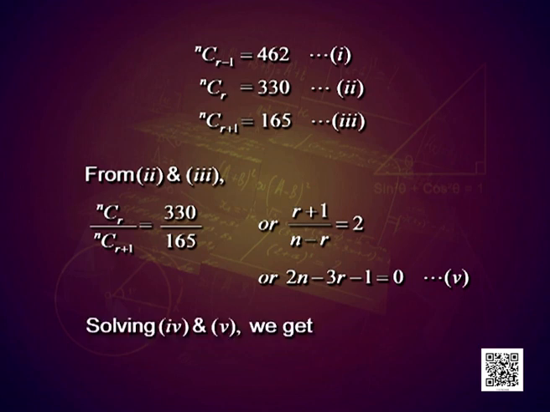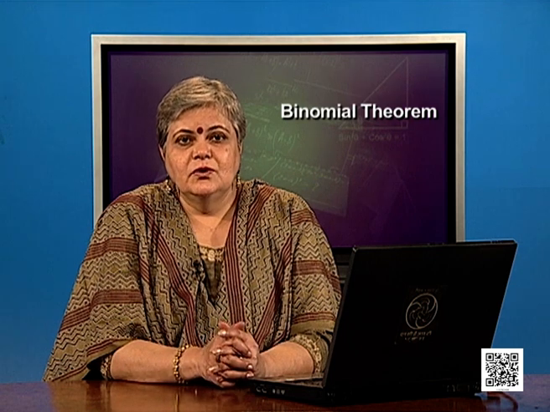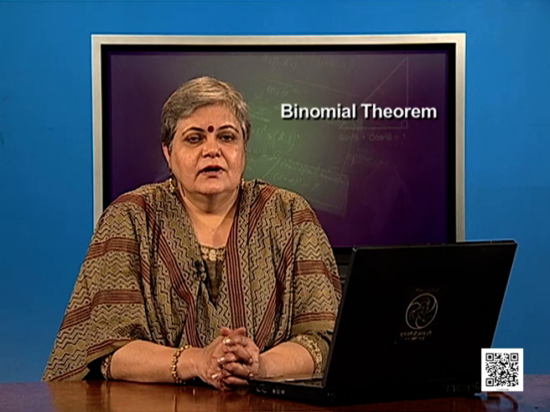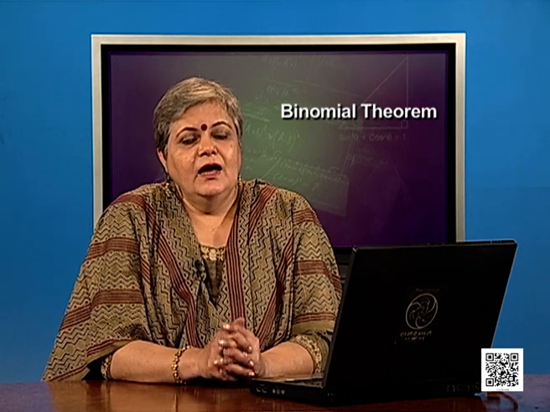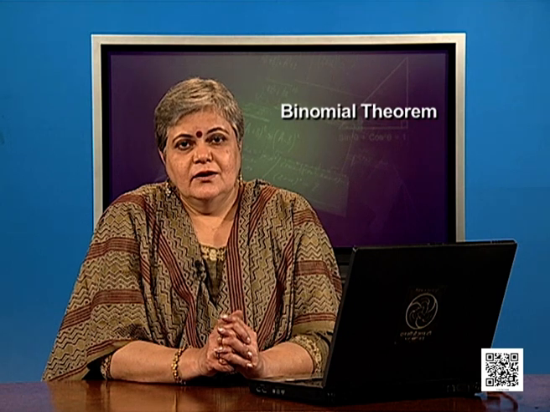Now, solve the fourth and the fifth equation for n and r. On solving, you get n as 11. If the problem asks you also to find the position of these terms whose successive coefficients were given to you, then you can always put n equal to 11 and get the value of r and hence the position of the terms as well, right.